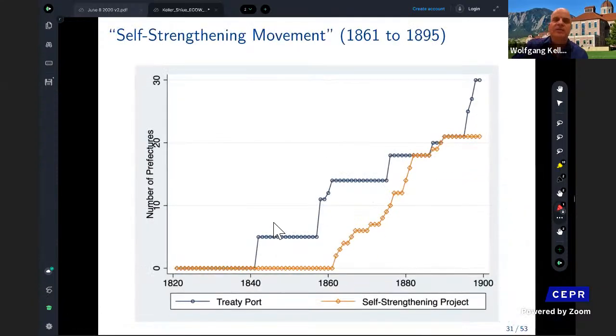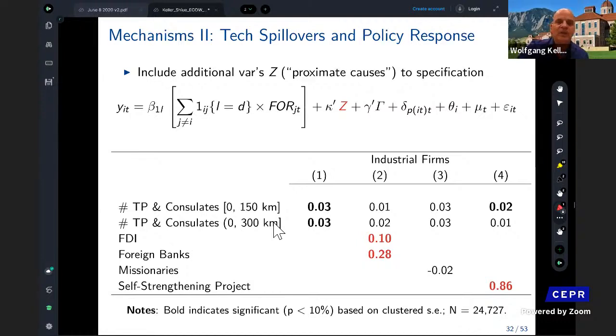And we are looking at this domestic policy response called the self-strengthening movement. Here's a picture of how many of these prefectures were touched by so-called self-strengthening projects. As you can tell, simply eyeballing this graph, it's consistent with the idea that there was an endogenous policy response. Did these things matter? Yes, we see here that if we include foreign direct investment, the number of foreign firms as well as foreign banks, that actually totally replaces the significance of these dummy variables. So this is consistent with FDI spillovers, also information provided by foreign banks in terms of financing playing a role. And these self-strengthening projects also are important in reducing the size of these treaty port and consulate variables, which are in some sense a black box that we're trying to better understand.